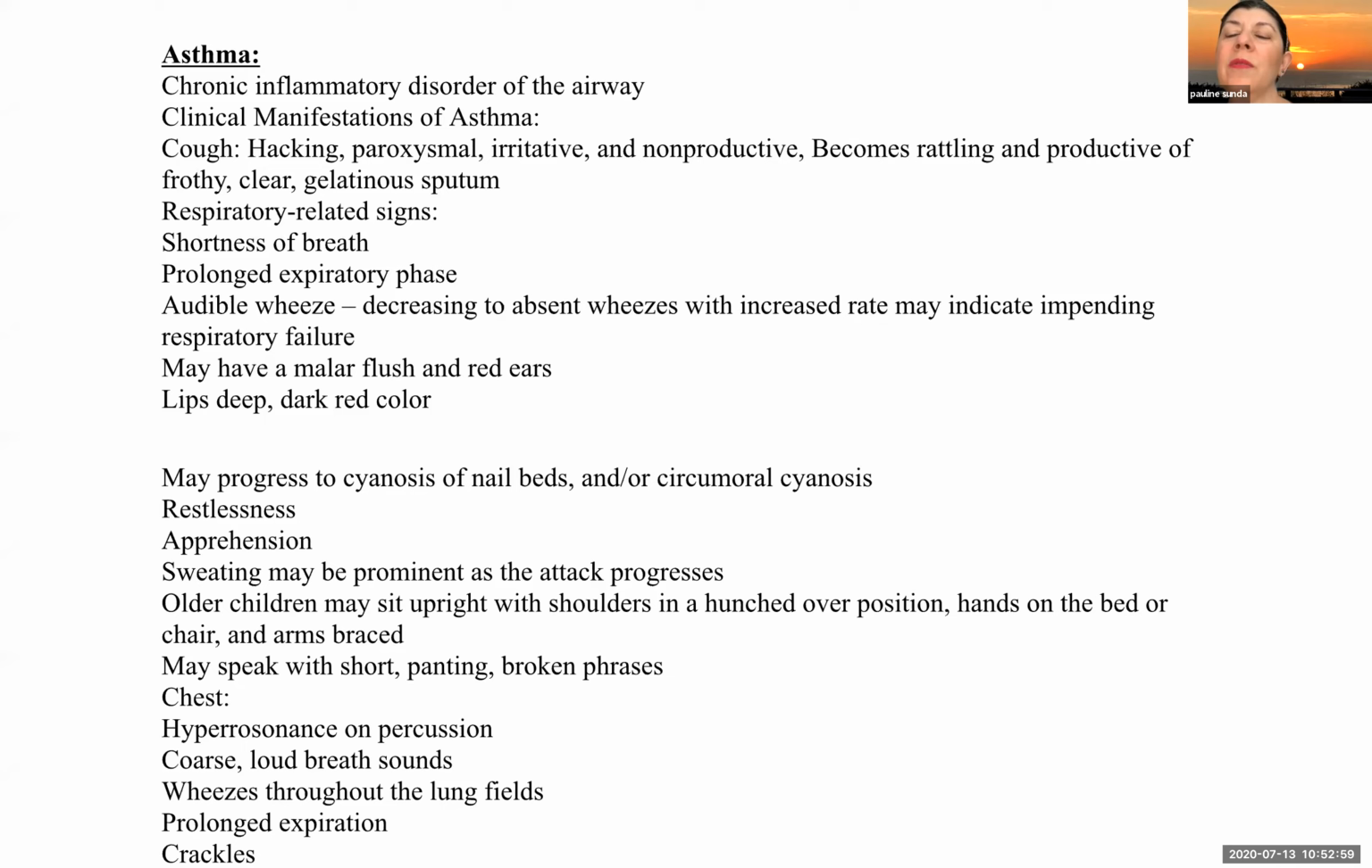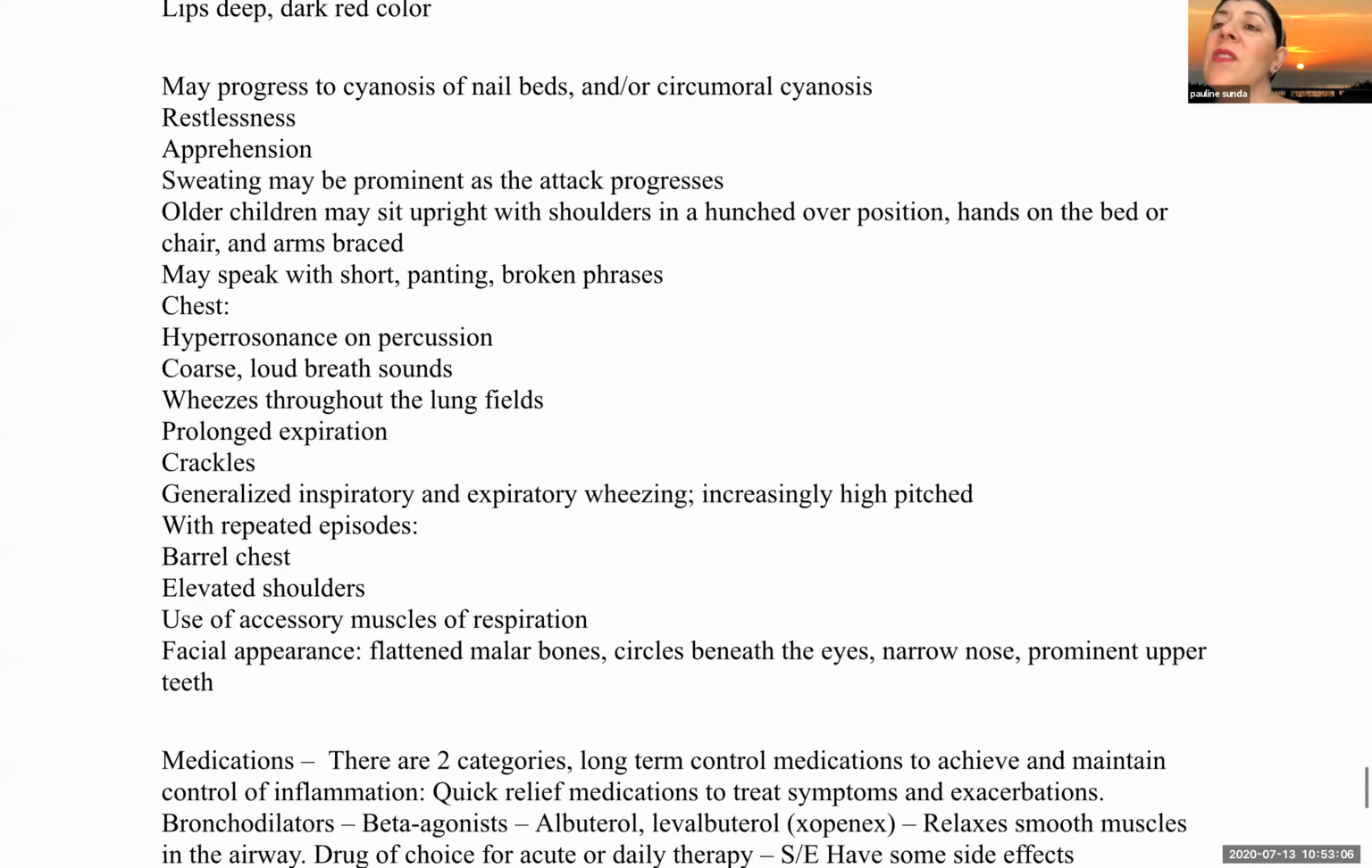They can have a malar flush or red ears, and the lips may be a deep dark red. This can then progress to cyanosis of nail beds and or circumoral cyanosis, restlessness and apprehension. Sweating may be prominent as the attack progresses. Older children may sit upright with their shoulders in a hunched over position and their hand on the bed or chair and their arms braced. Remember, this is what we call tripod position. They may speak with short, panting, broken phrases.